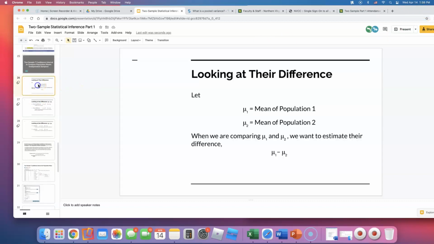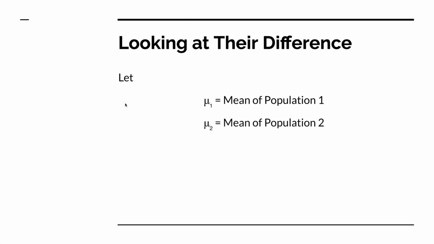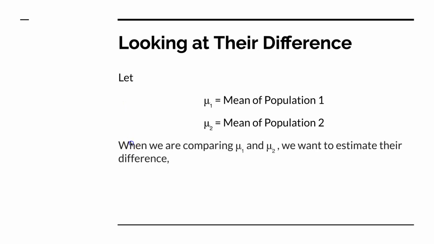So click on it. Let's see. Looking at their difference, okay? So let mu1 be the mean of population 1 and let mu2 be the mean of population 2. Their difference. Are they the same or are they different? How do you find that out? You're going to subtract them, you guys. So if you subtract them, mu1 minus mu2, okay, that's what we're trying to estimate, okay?